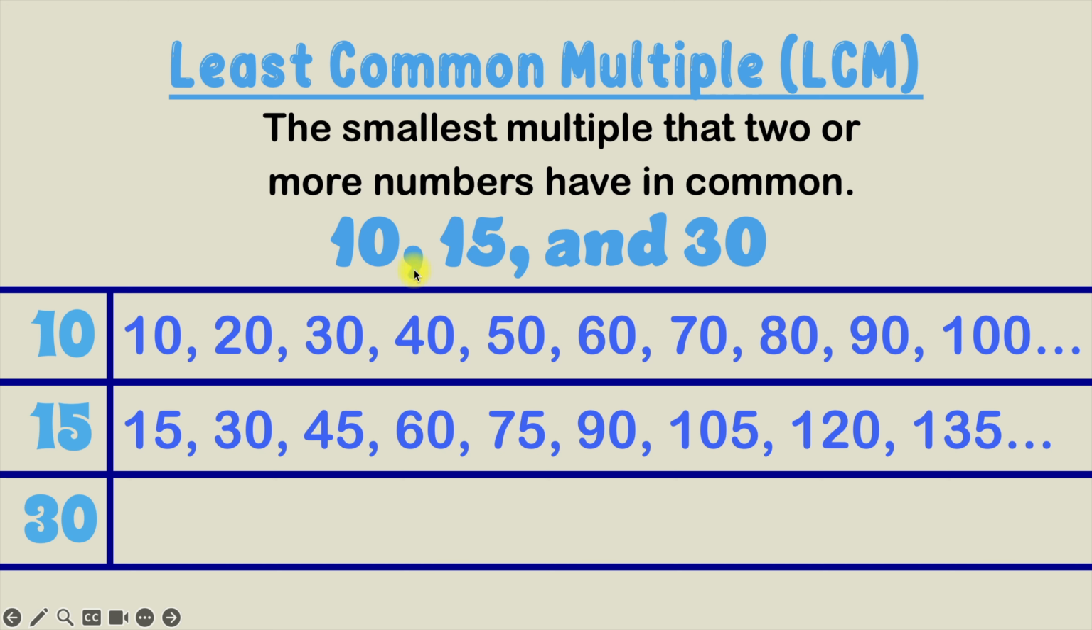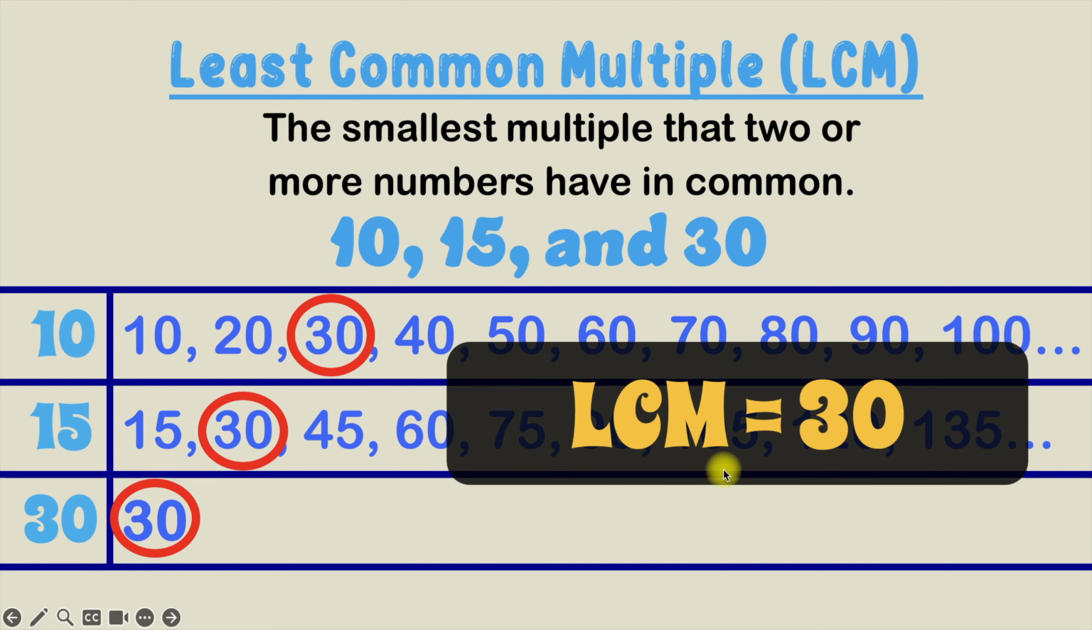Now we're at 30, which is the biggest number in the group of values we're talking about. So let's start with the multiples of 30 one at a time. So the first multiple of 30 is 30. And aren't we lucky, because they all have the multiple 30 listed. Because 30 is a multiple of 10, 30 is a multiple of 15, and 30 is a multiple of 30, and it's the smallest multiple they all share or have in common. That means that the LCM for 10, 15, and 30 is 30.